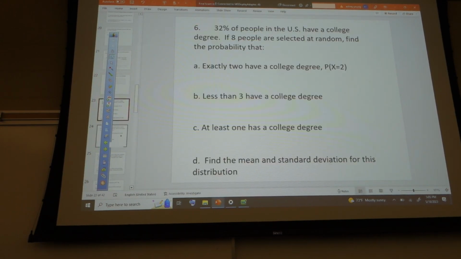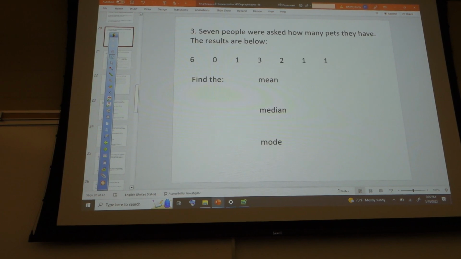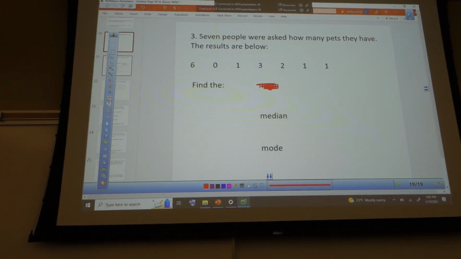Oops, it's out of order. Oh no, this one must be out of order. There we go. We're going to skip the mean, because mean is just obvious, right? We all know how to find the mean. Find the median and the mode.